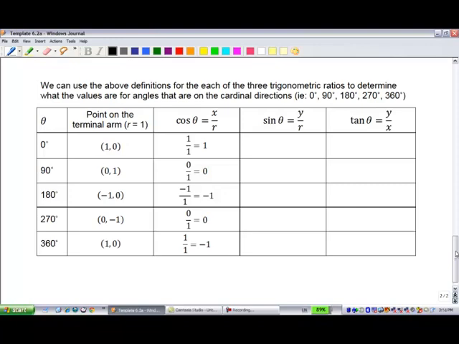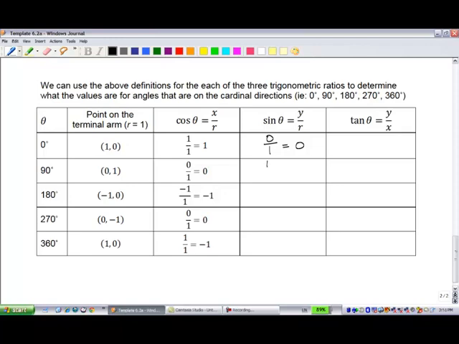So what I did here is I took a look at cos theta as x over r. The radius is always 1. So I just filled in the table. Let me do it for the sine for you. Sine theta is y over r. So here the y coordinate is 0. Radius is always 1. So 0 divided by 1, that's 0.